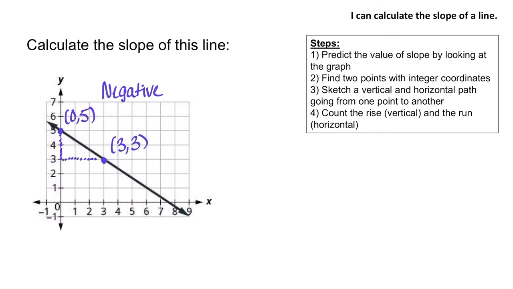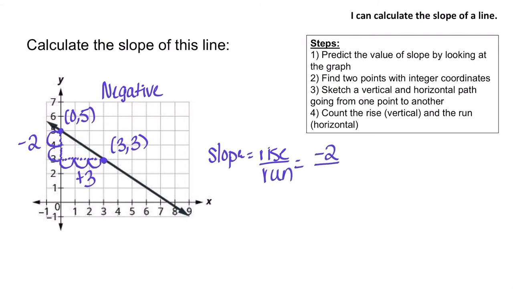In my vertical direction, I go down 1, 2. Remember, down is negative, so that's going to be -2. Then I'm going to the right, 1, 2, 3. Right is positive, so that's going to be +3. Slope, once again, is rise over run. In this case, my rise is -2 and my run is 3. -2 over +3 is going to be -2 over 3, so my slope is -2 over 3.